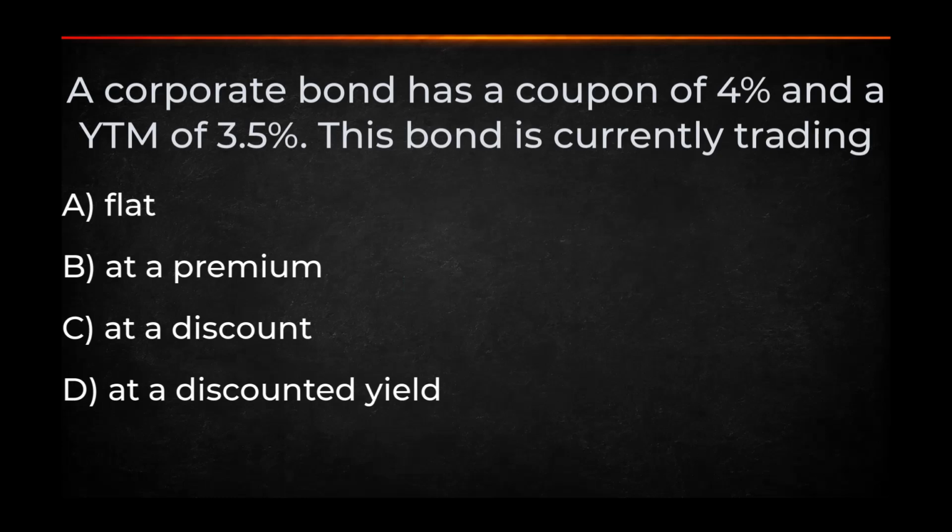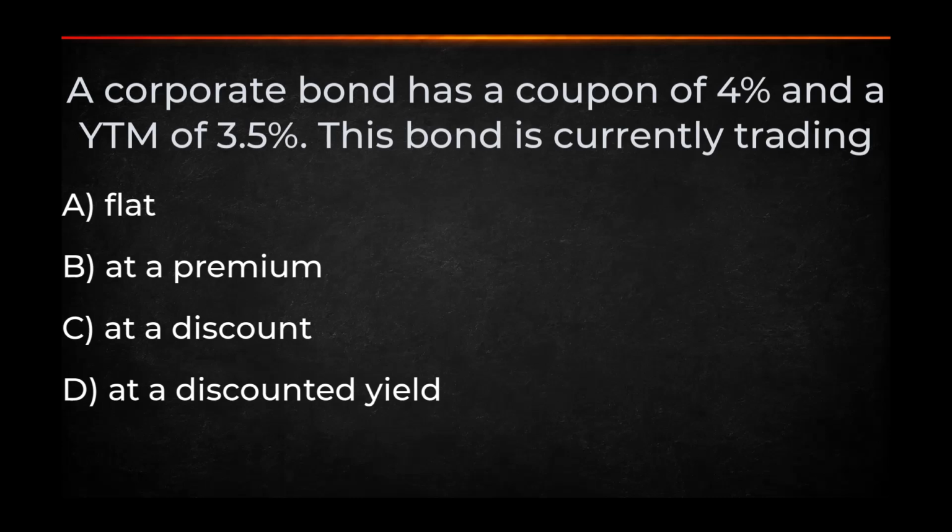All right, let's go ahead and do our first question. A corporate bond has a coupon of 4% and a YTM of 3.5. This bond is currently trading. Okay, so anytime I see yields in the question, I'm going to immediately draw out my seesaw. It's just going to better help me visualize the question.